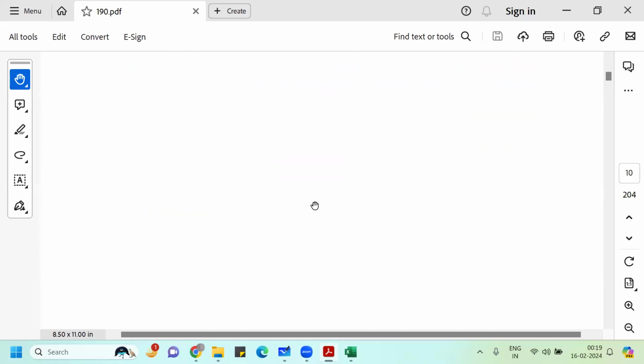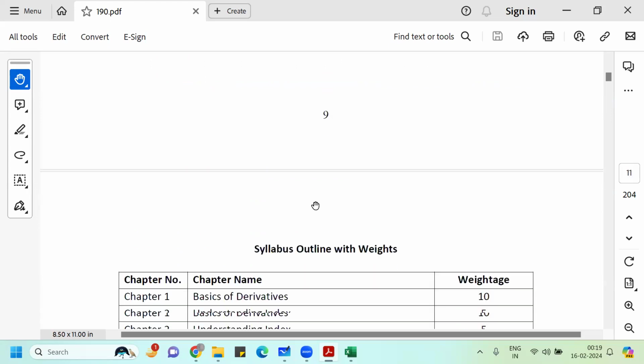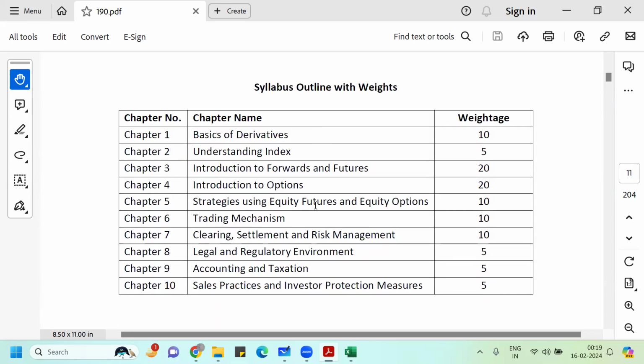You can see their percentage. You can see that from the last three chapters, you'll get only 5% marks. Only 5 questions will come from the last three chapters. Otherwise, if you see chapter 3 and chapter 4, you are getting 40%. If you just study two chapters, chapter 3 and chapter 4, 40% of marks is done for you.